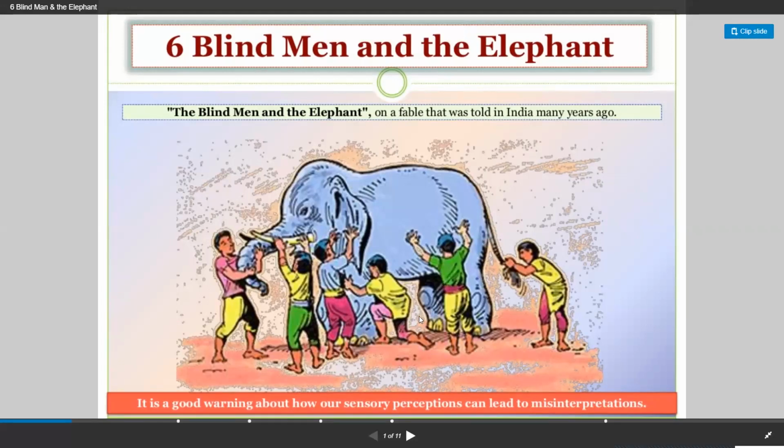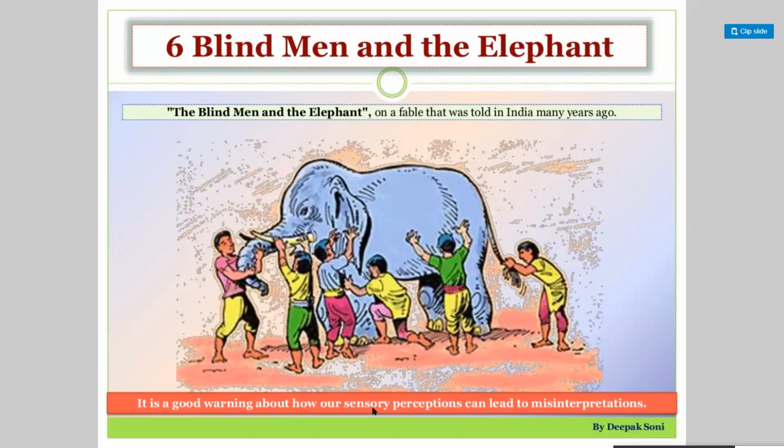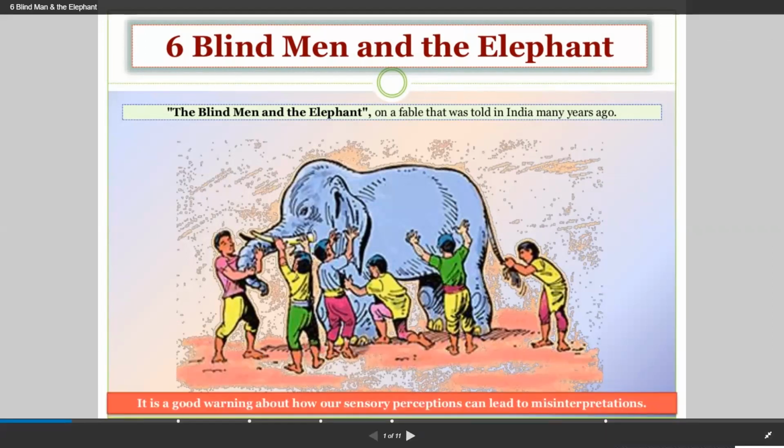It is a blind man and the elephant story, told in India many years ago, and it comes from the Rigveda. The moral of the story is a good warning about how our sensory perceptions can lead to misinterpretations. Suppose there are six blind men in a typical village in India. They had never heard about an elephant. What is an elephant? Because they can't see, every blind man tries to give his own perception.